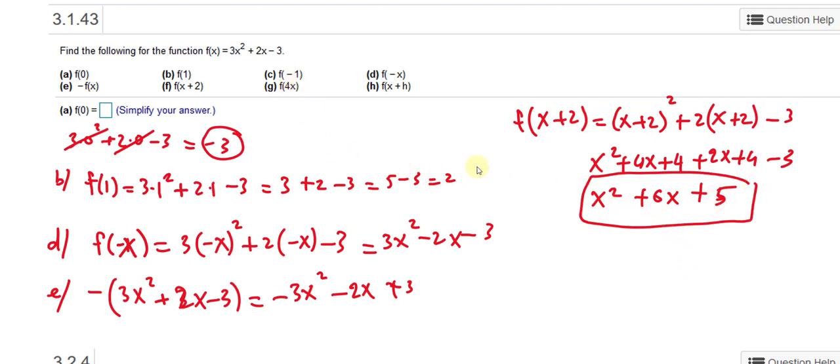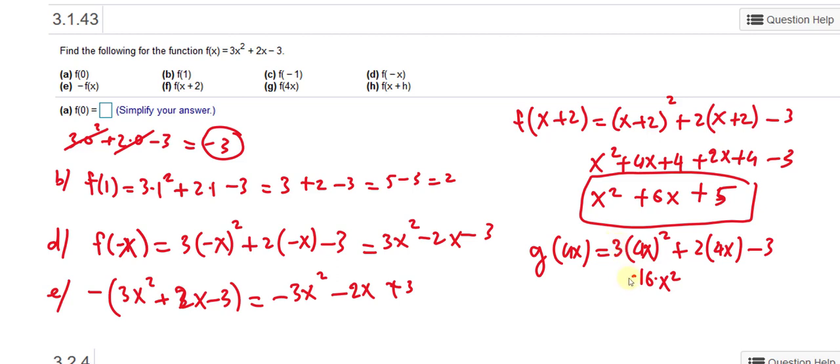And then f of 4x. Anywhere you see x now becomes 4x. So 3 times (4x) squared plus 2 times 4x minus 3. 4 squared is 16 times x squared is 16x squared. Don't forget the 3. 4 times 2 is 8x minus 3. 16 times 3 is 48x squared plus 8x minus 3. And that is f of 4x equal to this expression.